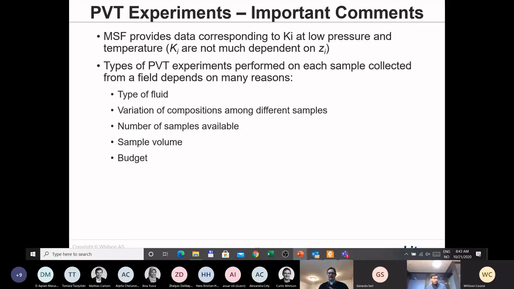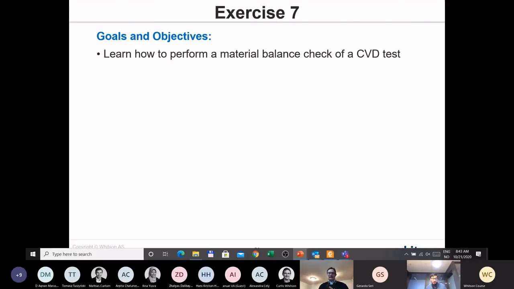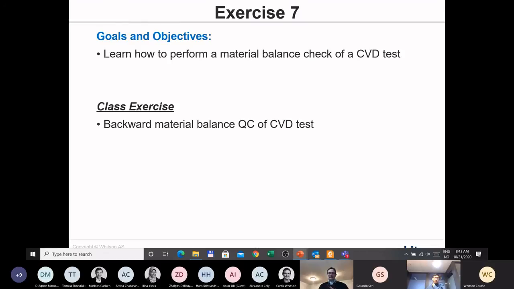Okay, so I think this was the end of the topic, the lab PVT experiments, and we have an exercise.